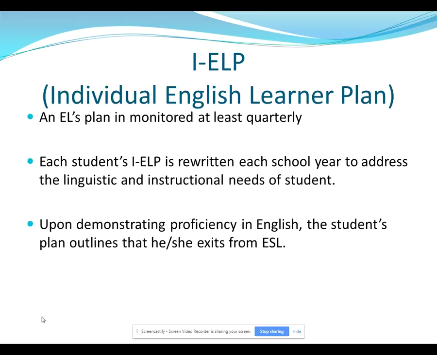This is communicated in an IELP, or the Individual English Learner Plan. An EL's plan is monitored at least quarterly, which is approximately every 9 weeks, every grading period. It is also rewritten every school year to address the changing linguistic and instructional needs of a student. And then when a student demonstrates proficiency in English on the ACCESS for ELLs, the committee meets and makes a determination of whether or not to exit the student from ESL, and the IELP then communicates the transition plan and monitoring plan for that student as they exit.